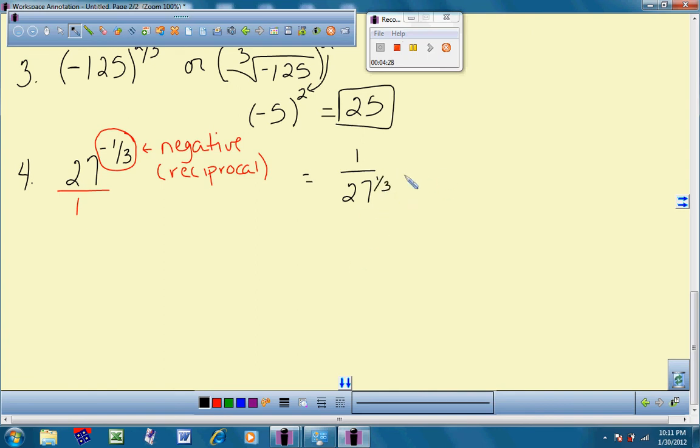Now let's go ahead and take that 27 with the 1/3 exponent and write the denominator as a radical. We know 3 is your index, 27 is the radicand. 3 times itself 3 times will yield us 27. Your final answer would be 1/3.